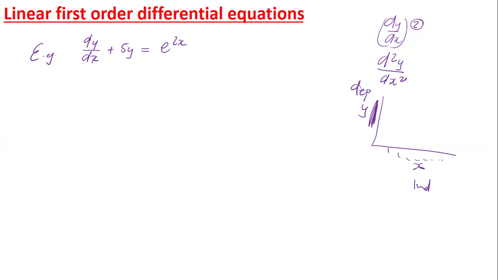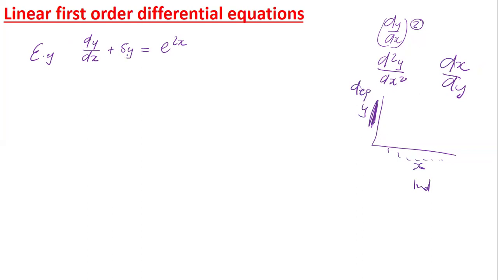X is independent. But if it was like this, dx over dy, it is possible, it can happen, okay? Then x would be dependent and y would be independent. If it's like this, just be careful when you are deriving in respect to y. But here we are deriving in respect to x.